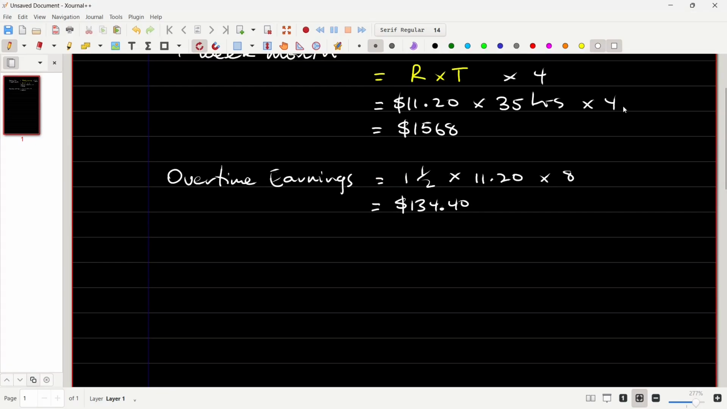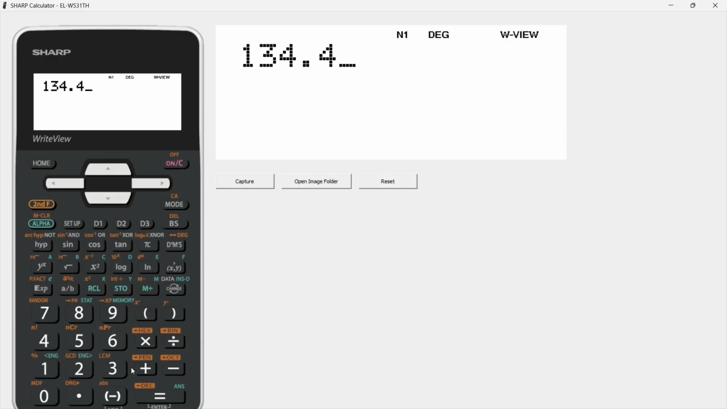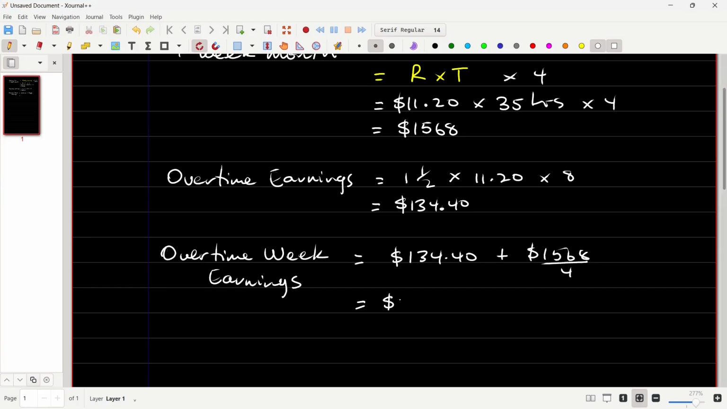So that means for that week that he works overtime, he's going to have that $134.40, and then he's going to add, I'm just going to simply take that 1,568, divide that by 4, so I can get that weekly earning. All right, and that result would be what? So we're going to say 134.4 plus 1,568 over 4, and we get $526.40. That's how much he's going to earn in the week he works overtime. Let's do the next one.